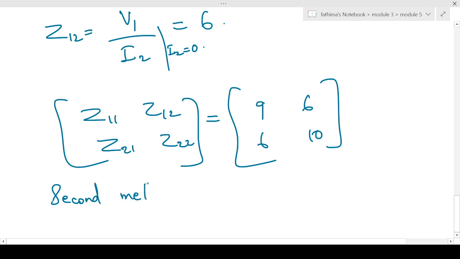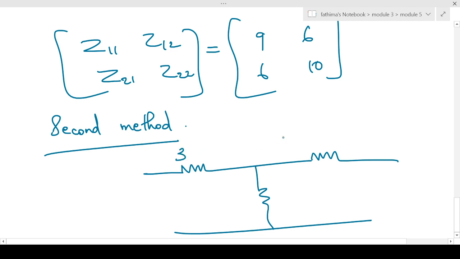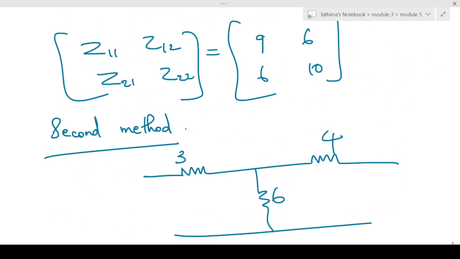So in the first method, what we have done is we have found the Z parameters by setting the input port to 0 and setting the output port to 0. Now we'll see the second method, that is, a network was like this: 3, 4 and 6.